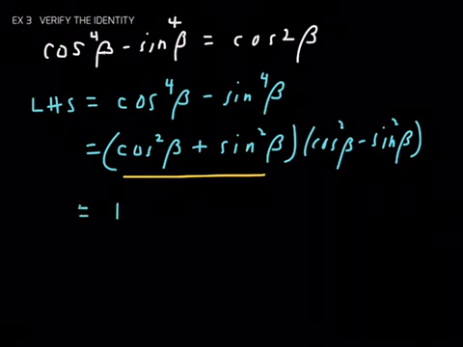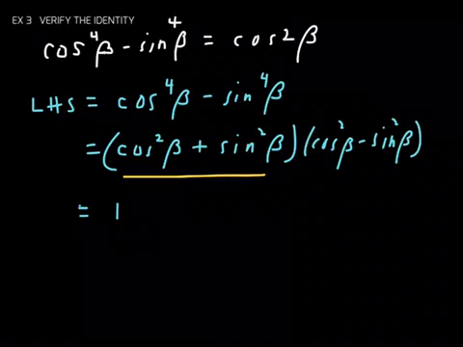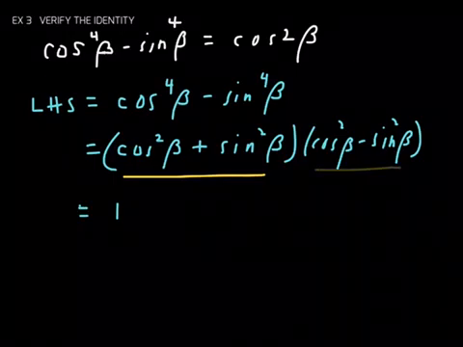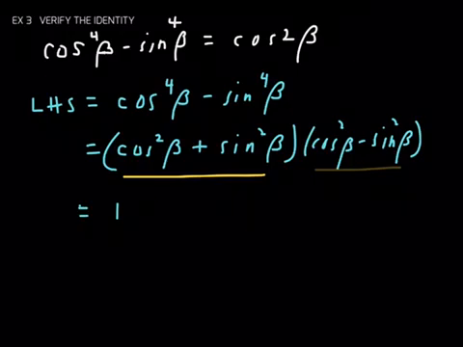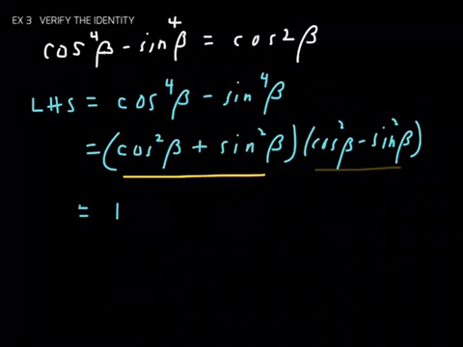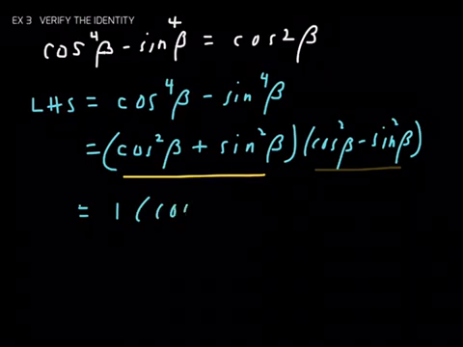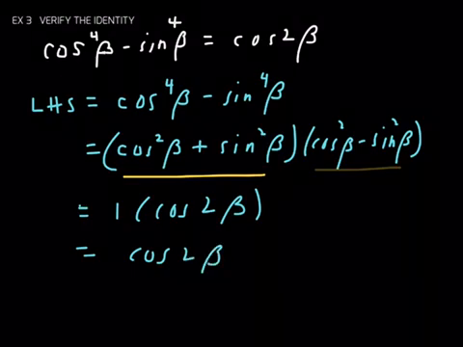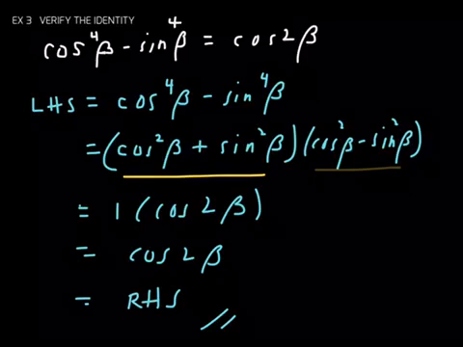And then over here, this here is one of your double angle identities for cosine. So then this is cosine of 2 beta, which is the right-hand side. So we made the left-hand side look like the right. Cool. And I'm sure there's more than one way to do this problem, but this definitely works.